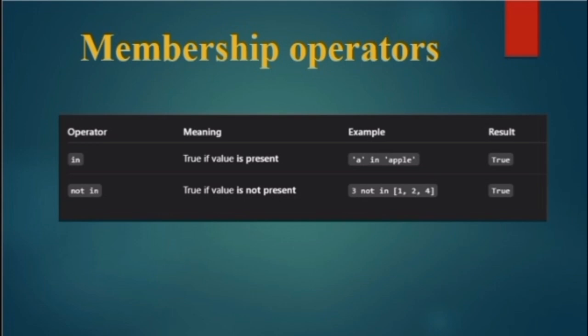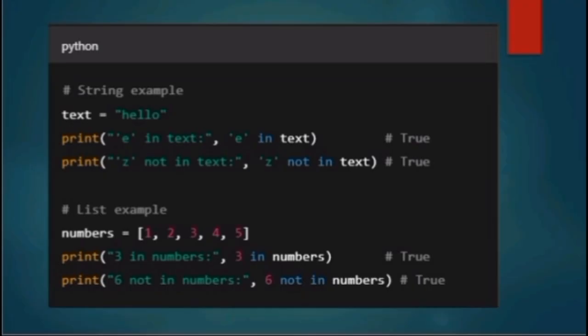The not in operator returns true if the value is not present in the sequence. For example, 3 not in the tuple (1, 2, 4) is true because 3 is missing from the tuple 1, 2, 4. These operators help in searching for elements within collections, making it easy to check whether a value exists or not in Python. You can see the example on the screen.